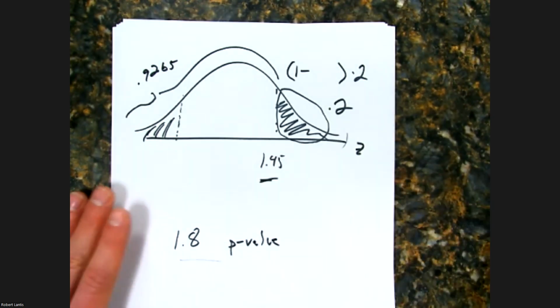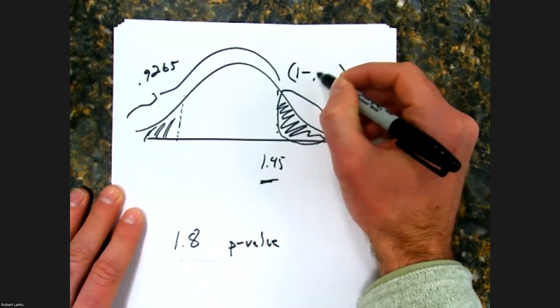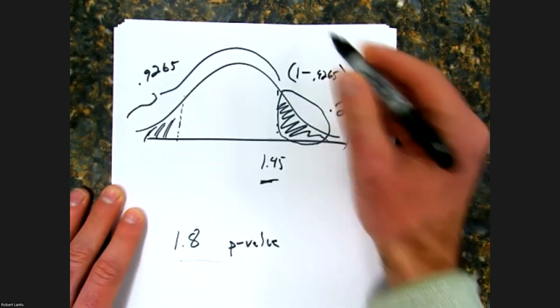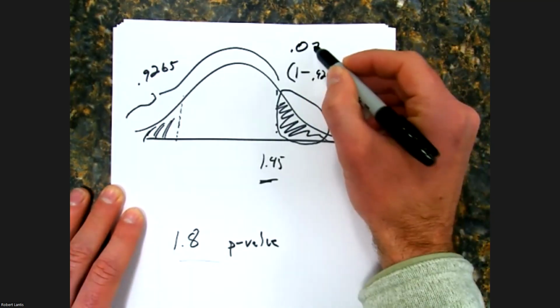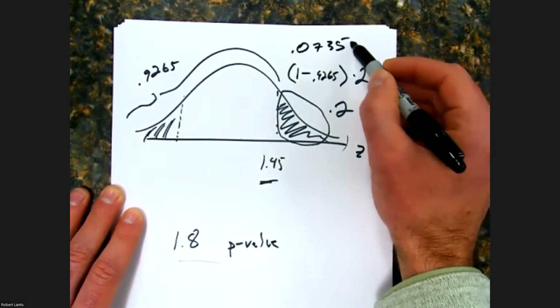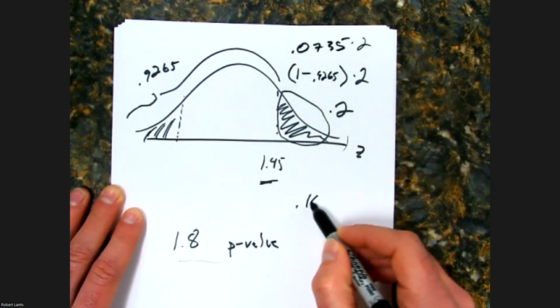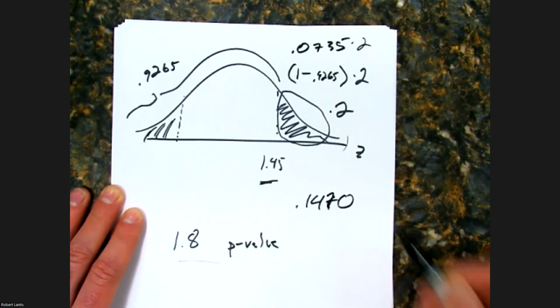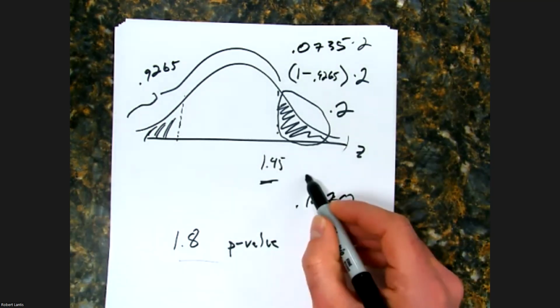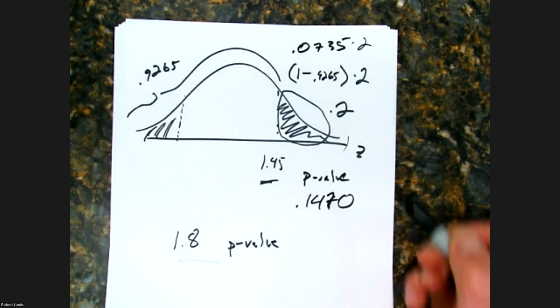If I draw it out, oh yeah, I wanted the area to the right here. I had to subtract that from 1 to get 0.0735, then multiply it by 2. 0.1470 will be kind of my final p-value. Okay.